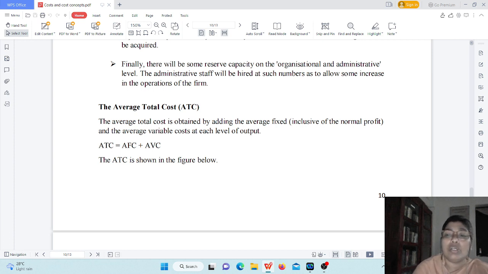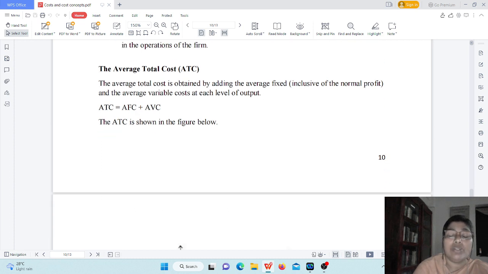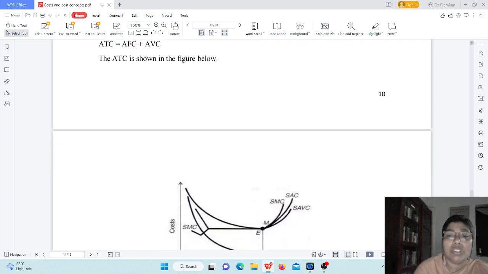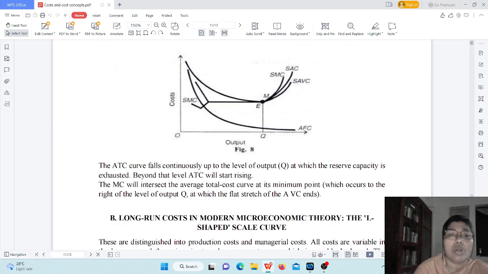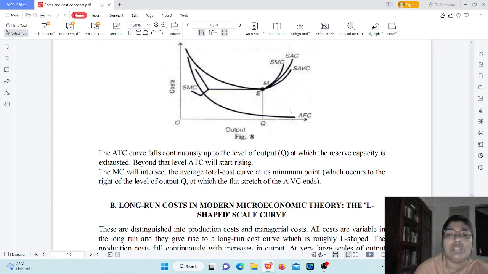Now we will see what the average total cost is. As you know, average total cost is the sum of AFC and AVC. So this is how we write the average total cost. The curve falls continuously after a level. This is the average total cost, SAC, which falls continuously up to the level of output Q. SAVC has a flat stretch over a range of output. Over the flat stretch, you will see the average total cost goes on declining, and then after the reserve capacity range is reached, it starts increasing. This is the shape of ATC in the modern cost theory.